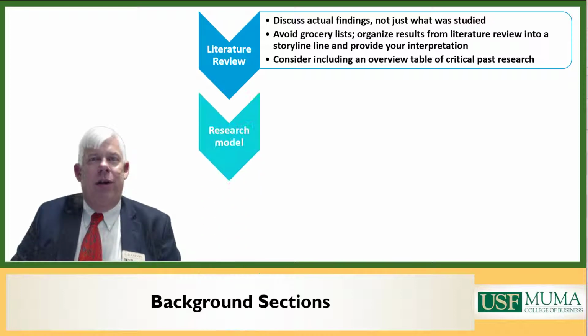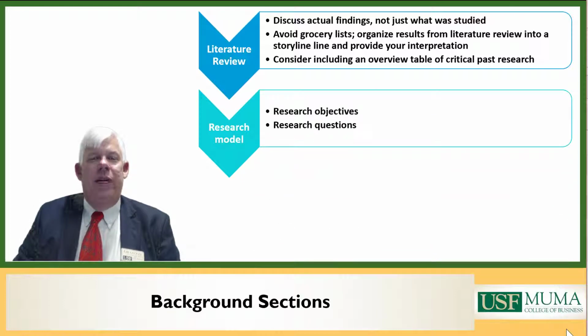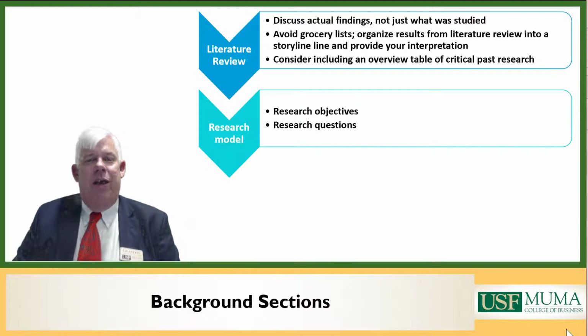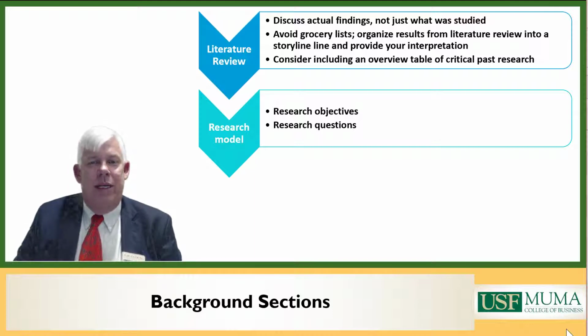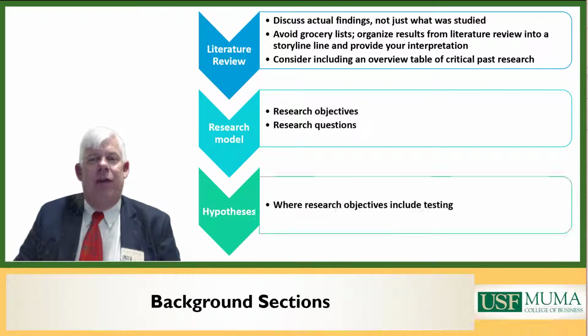Now, another section that we frequently see in the background area is the research model. And the research model might come under a variety of titles, but the goal here is to determine what the research objectives are, specify those, identify research questions. This basically identifies what it is that you're doing, and it probably will also have the kind of theoretical framework that you are using in your research. Finally, if you're doing quantitative research in particular, you may have a series of hypotheses.